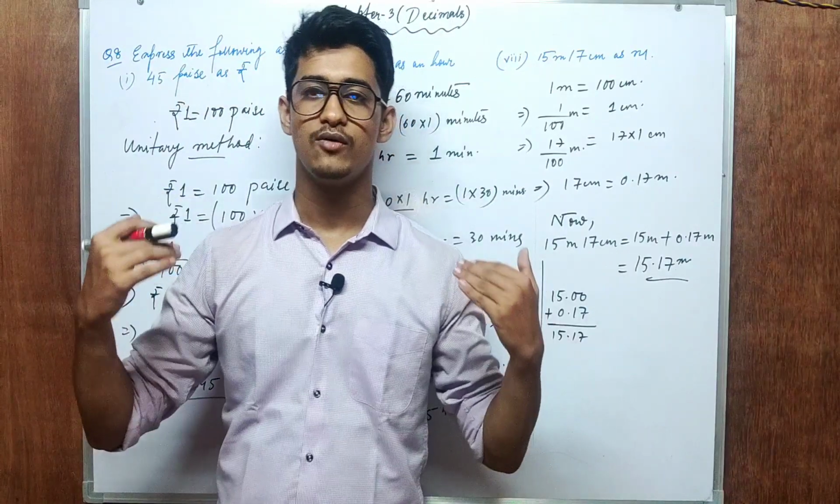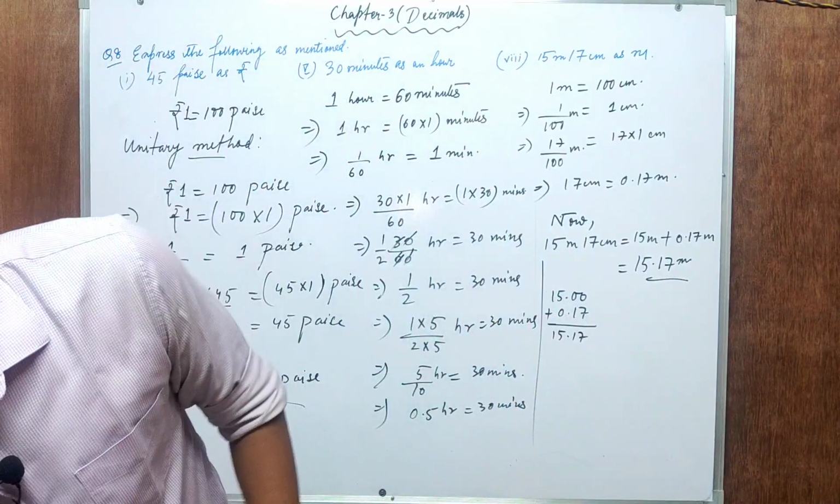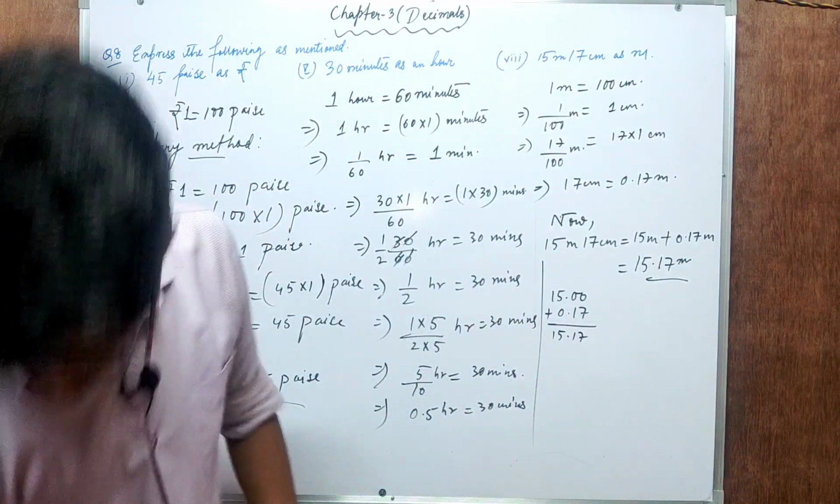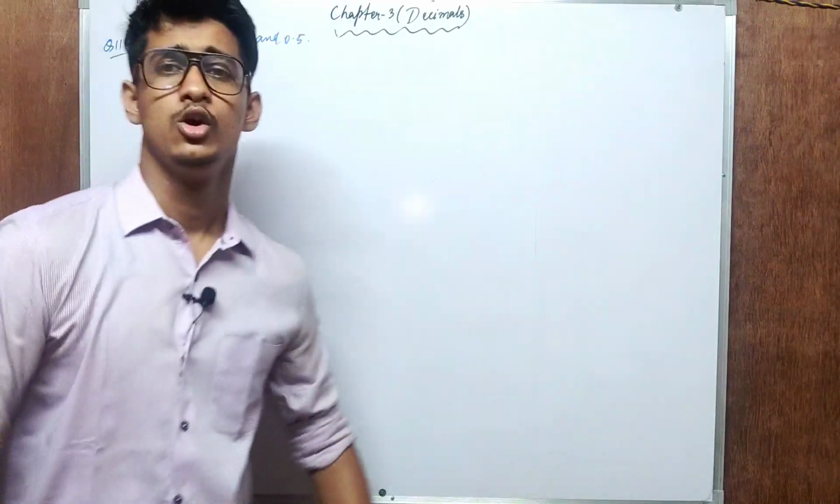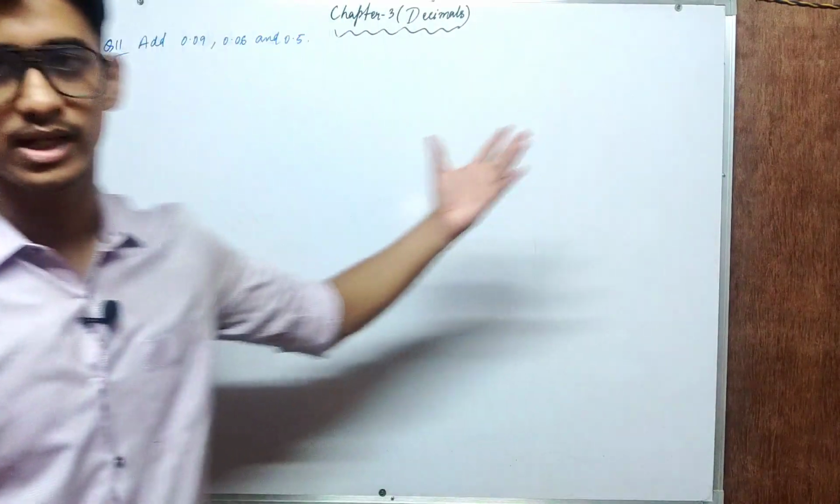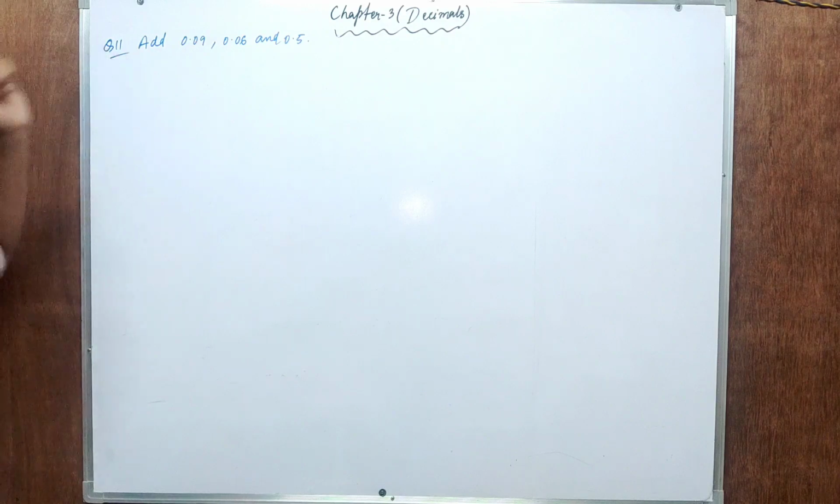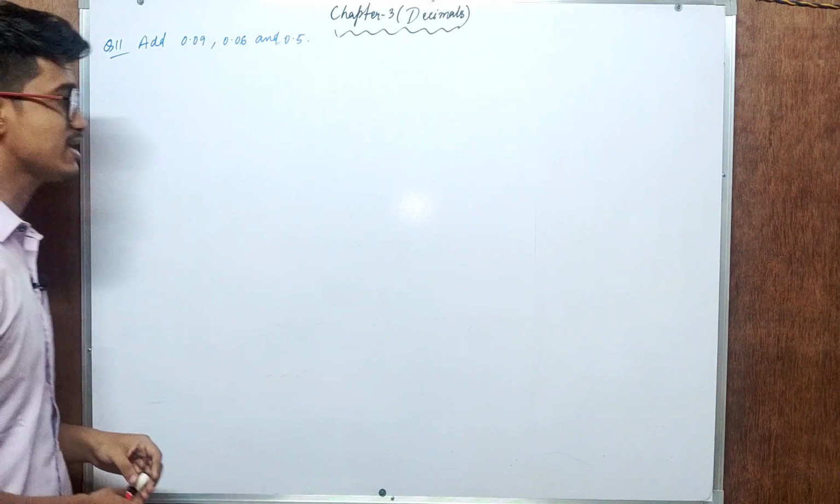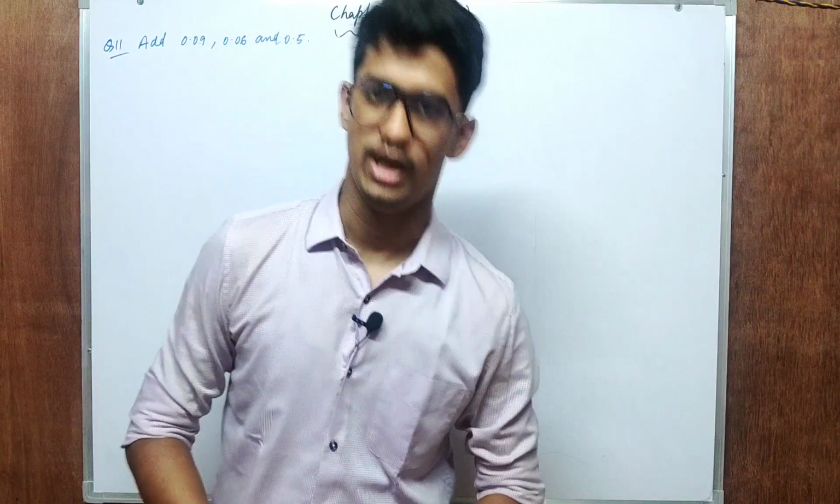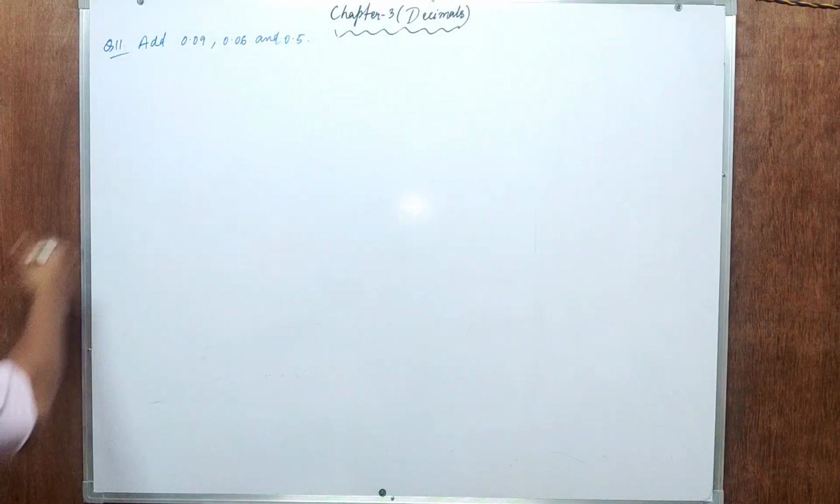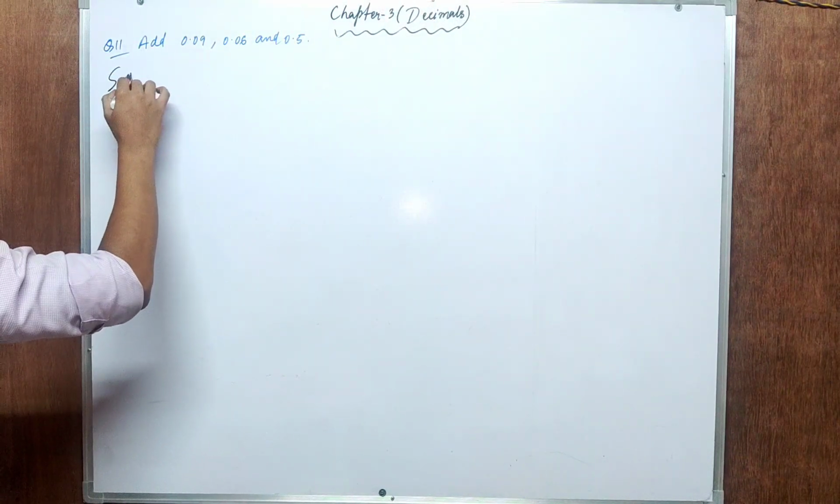So let's jump into our next question, which will be question number 11. So in this question, question number 11, what is written? Add 0.09, 0.06 and 0.5. So now how do we do that? So the solution will look like this.